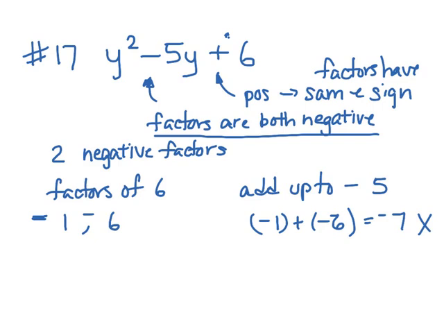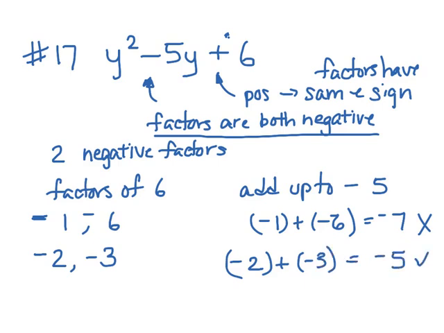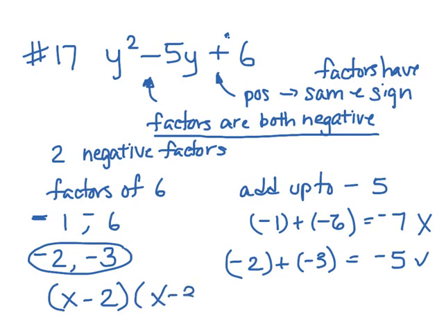What other factors of 6 do we have? We have 2 and 3. We know that they're both negative. So negative 2 times negative 3 gives me a positive 6, and negative 2 plus negative 3 gives me a negative 5. So that one works. So these are our two factors. And I can go straight to the double bubble, and I have x minus 2 times x minus 3, and that's my answer.